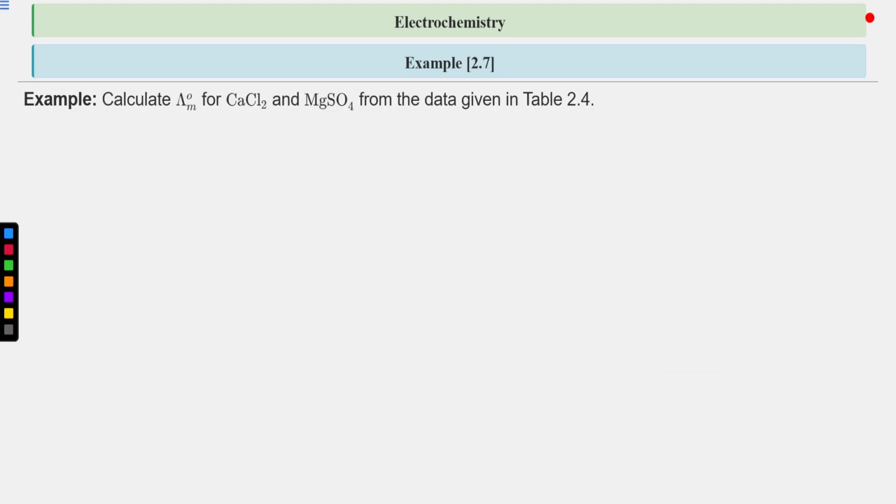Now, let's see our next example, which is example 2.7. It says to calculate the limiting molar conductivity for calcium chloride and magnesium sulfate from the data given in Table 2.4.